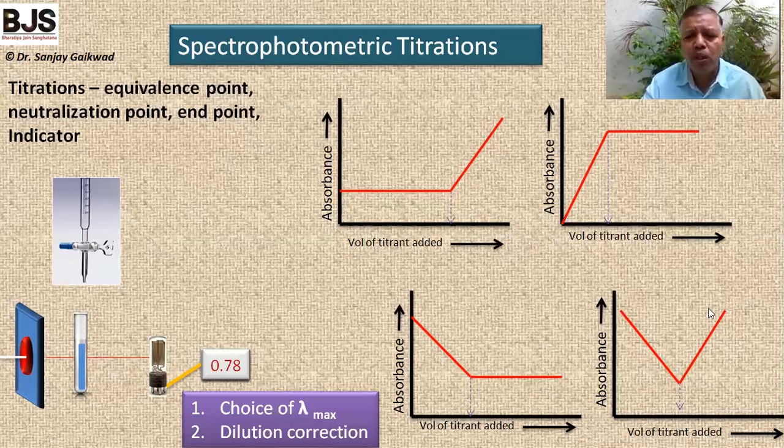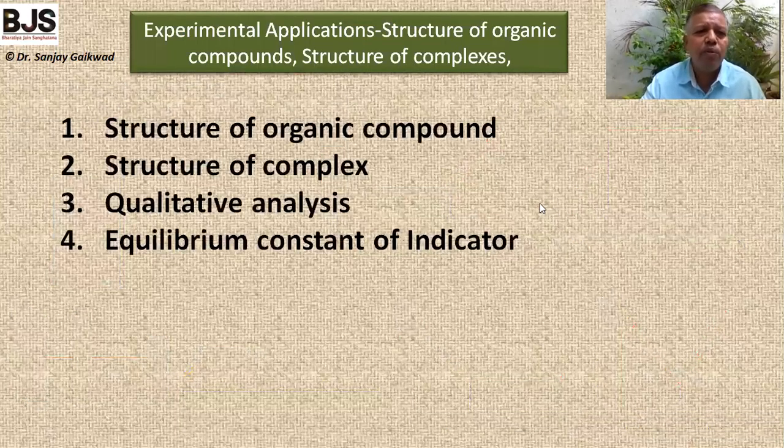And this is the most important, because this does not happen in simple volumetric analysis. There, after the change in color we stop the titration, so exactly the equivalence point we cannot find out, we find the end point. Therefore this is an important spectrophotometric application in titrations. Now in this video we observed the applications related to simultaneous estimation, additivity, and titration.